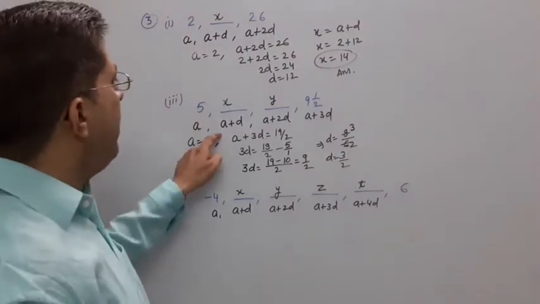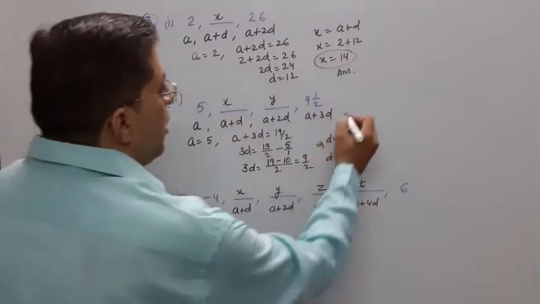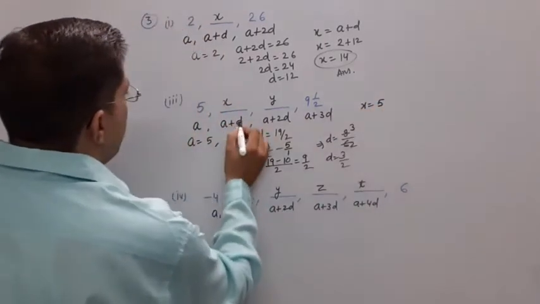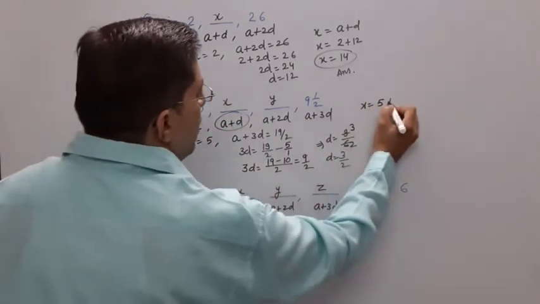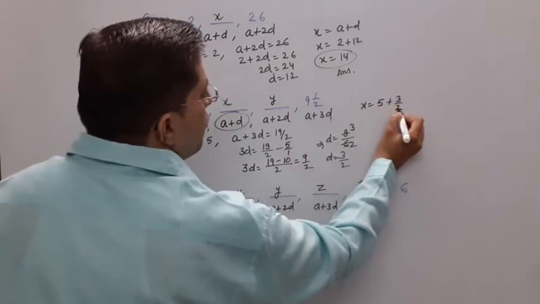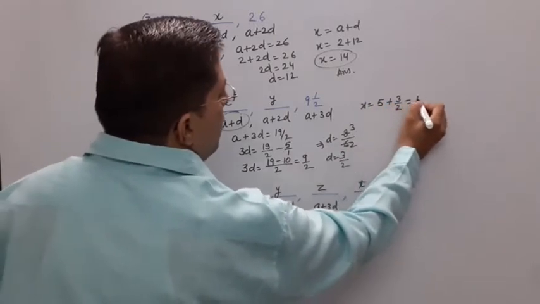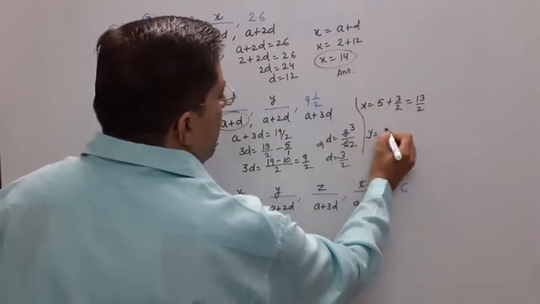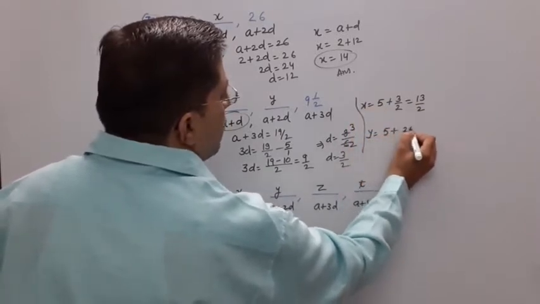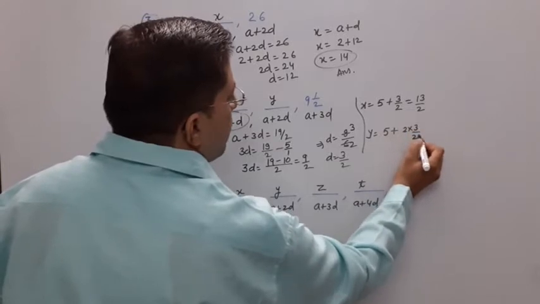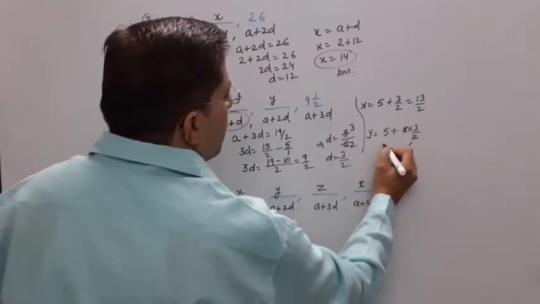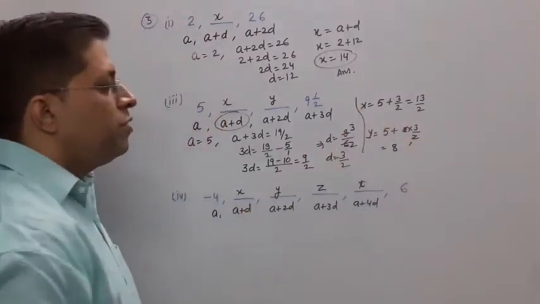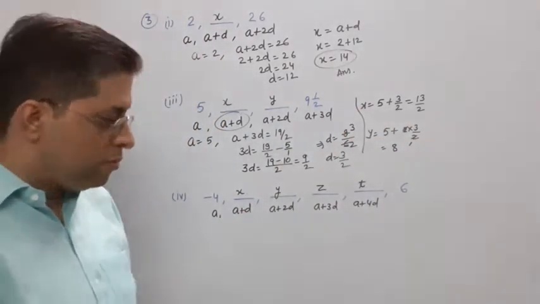We have to find x and y. Check it. What is x? A plus D. x is what? A plus D. 5 2s are 10, 10 plus 3, 13 upon 2. And what is y? A plus 2D. 5 plus 3. This is your answer.